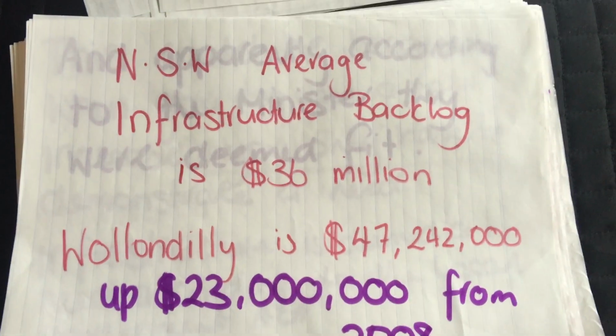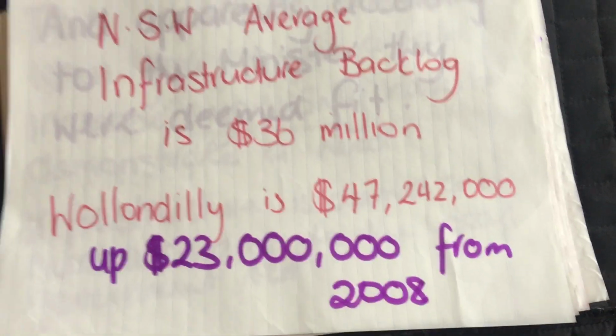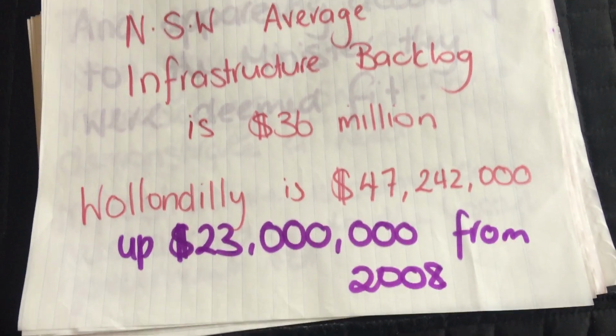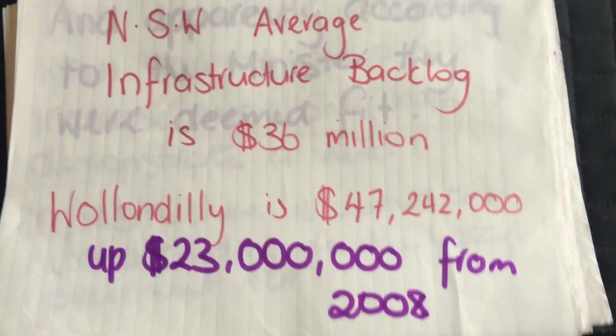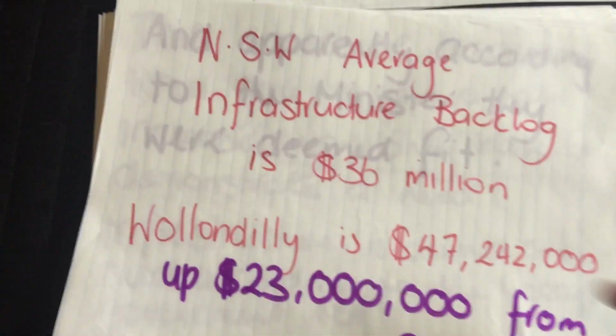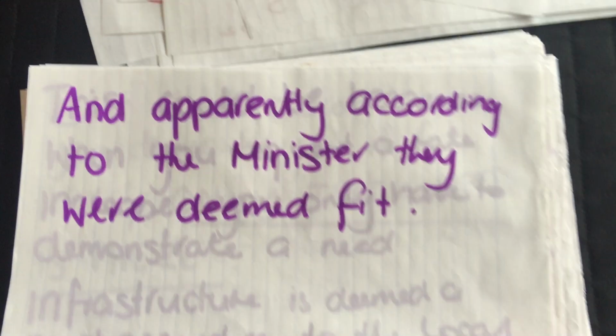New South Wales' average infrastructure backlog is $36 million. Wollondilly, however, has managed to take it from $23 million in 2008 to $47,242,000. And this is with increases, okay? And apparently, according to the minister, they were deemed fit.